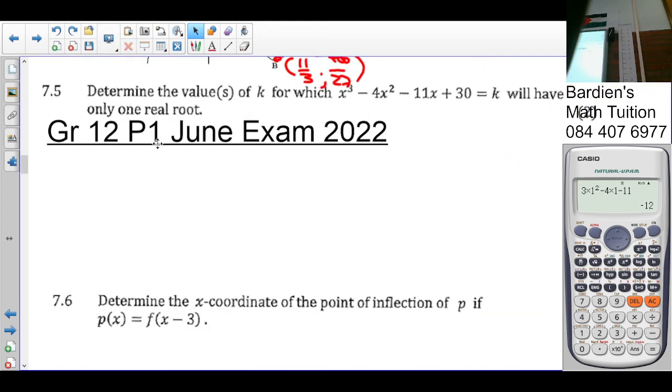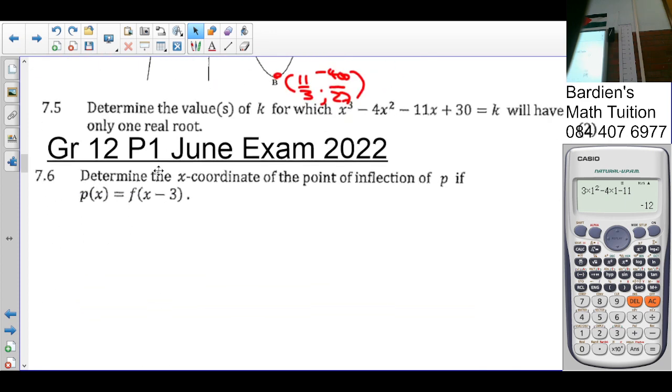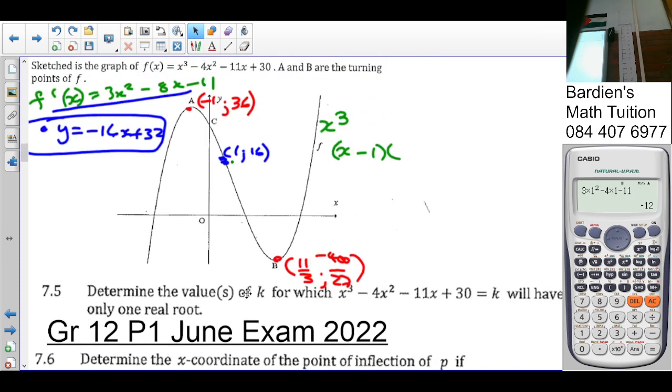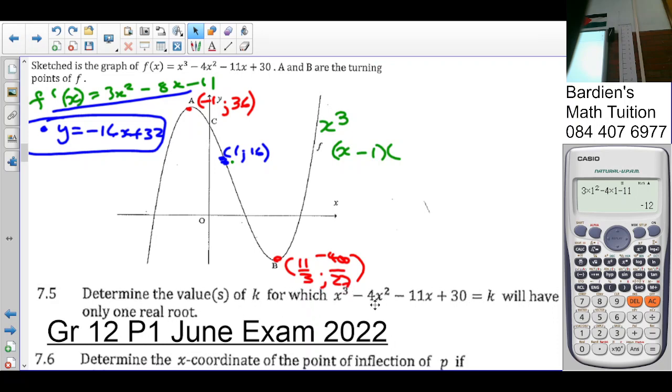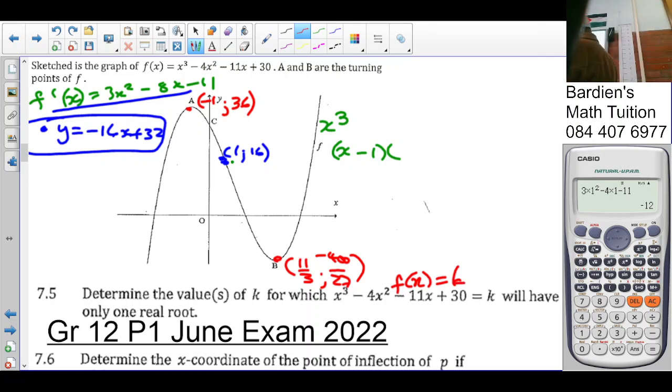Let's look at number 5, 7.5, 7.6 epsilon. In question 7.5, the question says determine the value or the values of k for which this equation here, if you look at x cubed minus 4x squared minus 11x plus 30, this part is actually the f of x graph. They could have asked you the same question, but they could have said, where's f of x equal to k? They could have done the same. Alright. So, just take this out here. F of x equal to k.